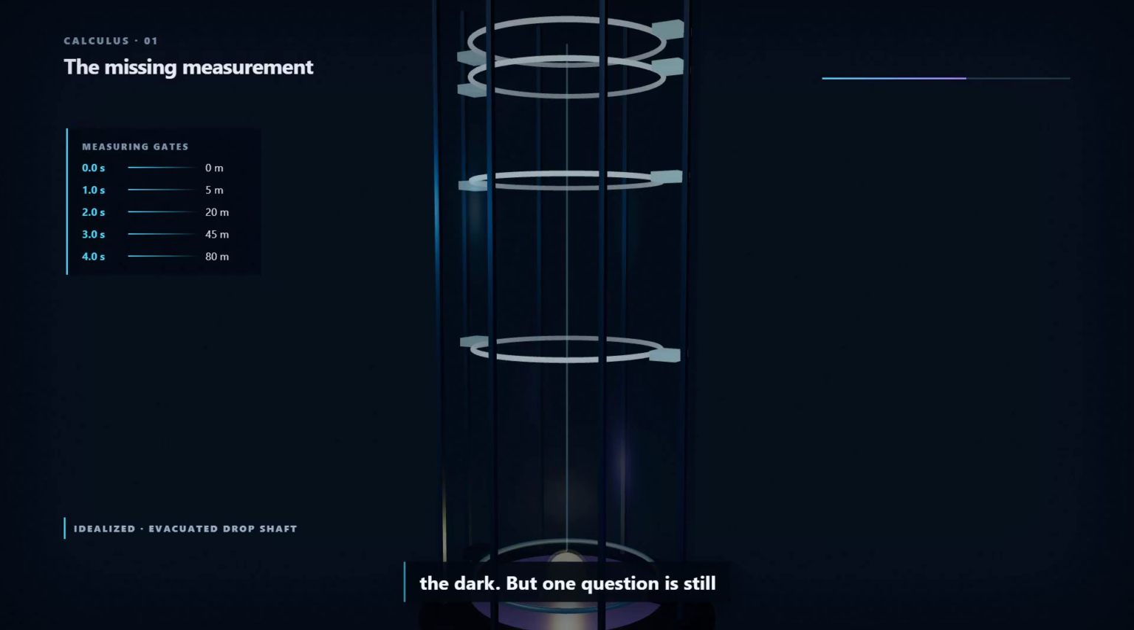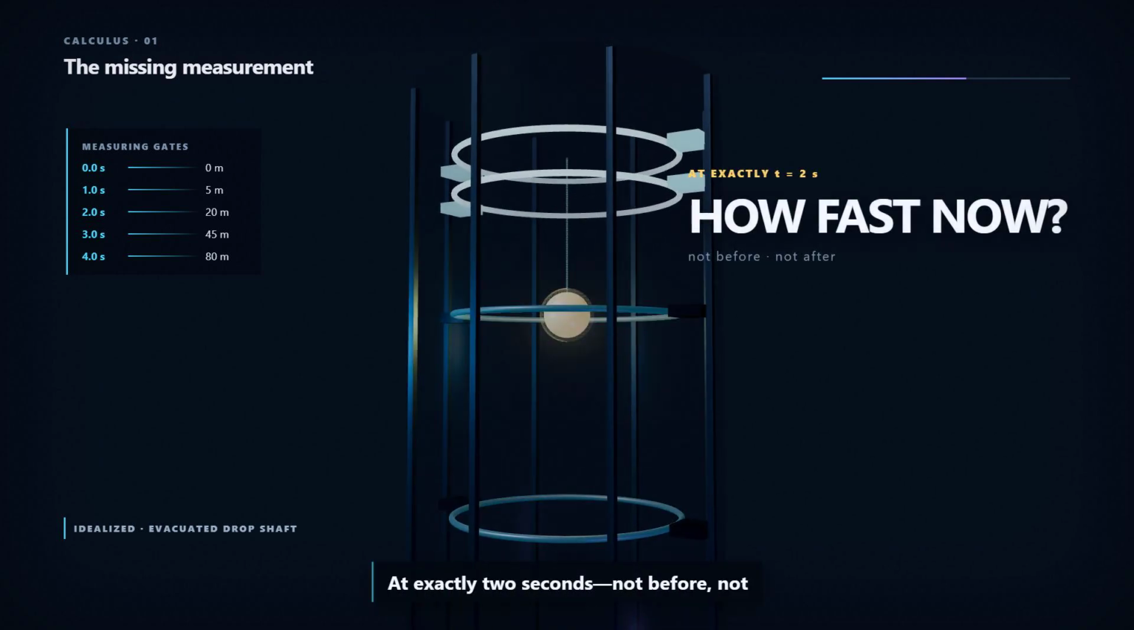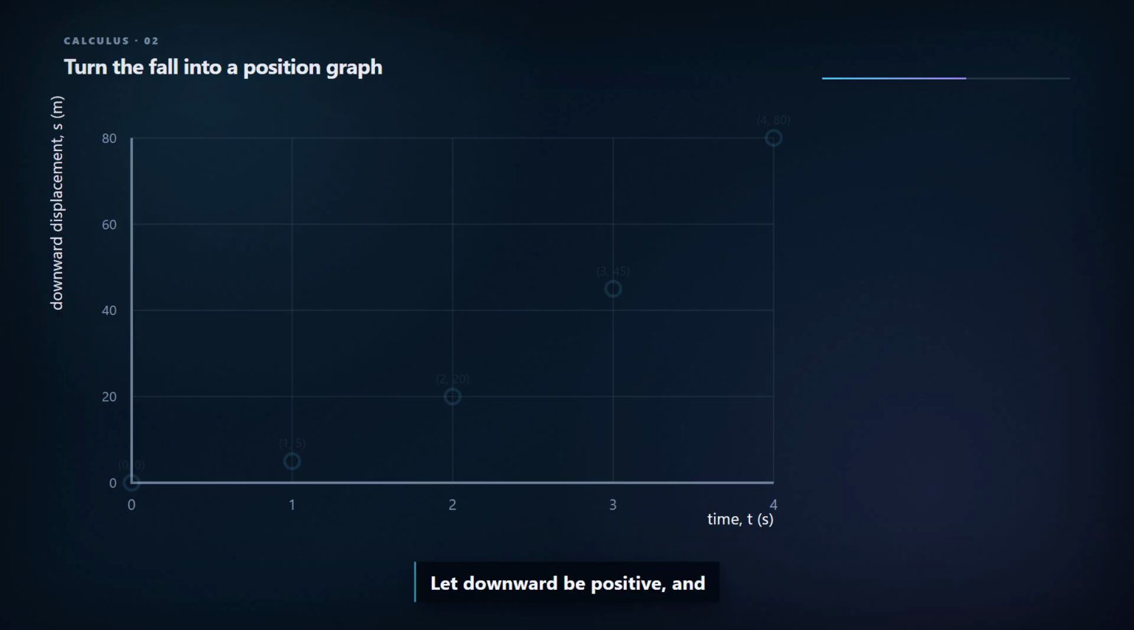Positions, times, a bright trail through the dark. But one question is still missing from the data. At exactly 2 seconds, not before, not after, how fast was the ball moving? Let downward be positive and call the downward displacement S.